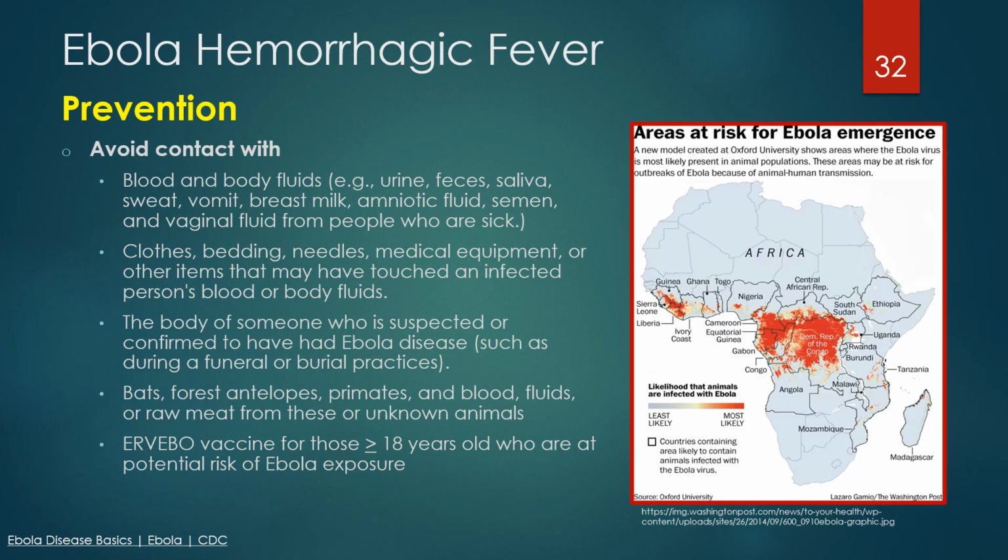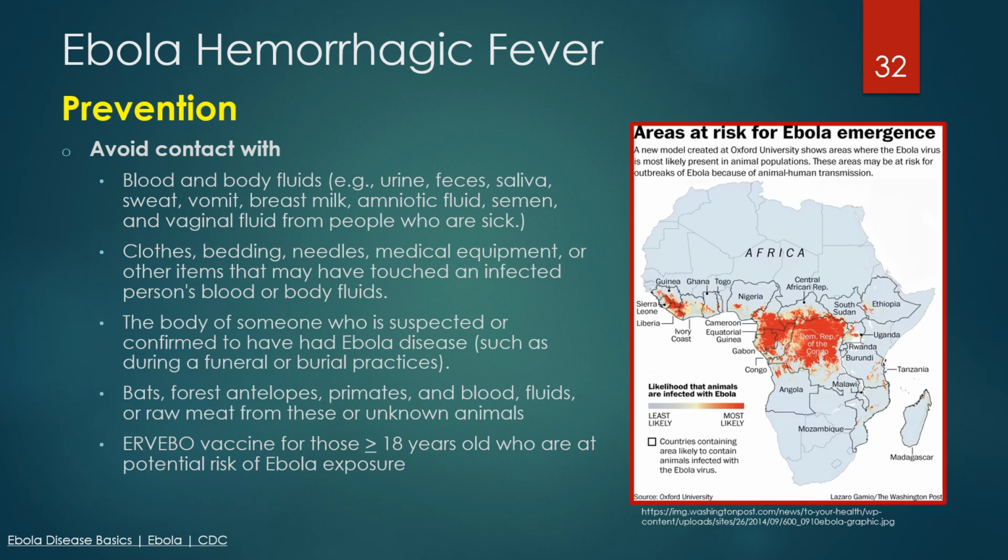Prevention when traveling to Ebola endemic areas includes avoiding contact with blood and body fluids like urine, feces, saliva, sweat, vomit, breast milk, amniotic fluid, semen, and vaginal fluid from people who are sick. Clothing, bedding, needles, medical equipment, or other items that may have touched an infected person's blood or body fluids. The body of someone who is suspected or confirmed to have had Ebola disease, such as during a funeral or burial practices. Bats, forest antelopes, primates, and blood, fluids, or raw meat from these or unknown animals.